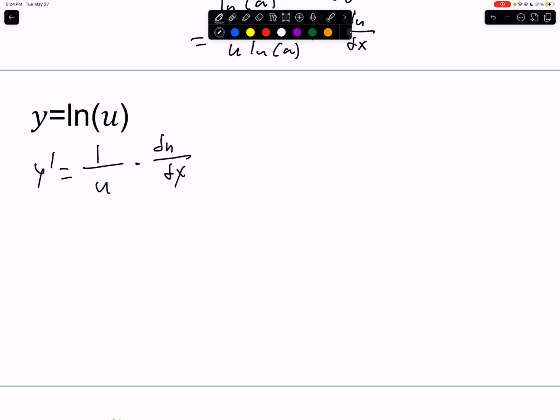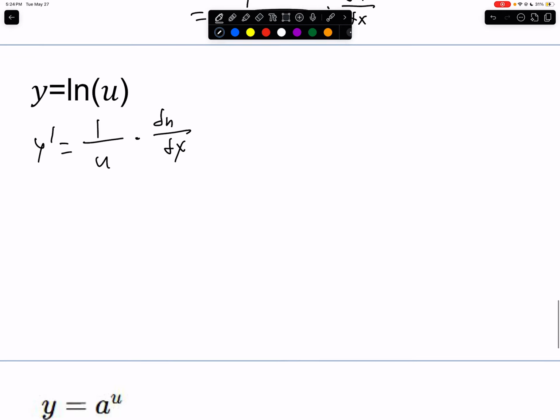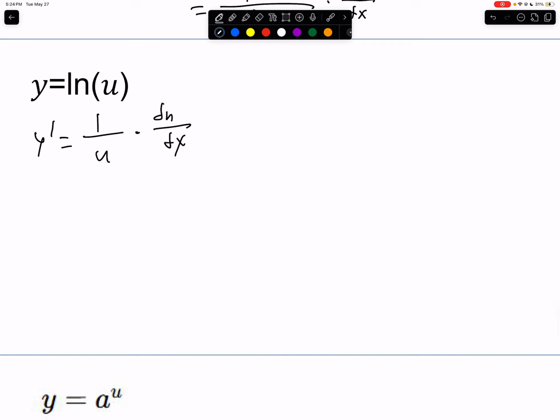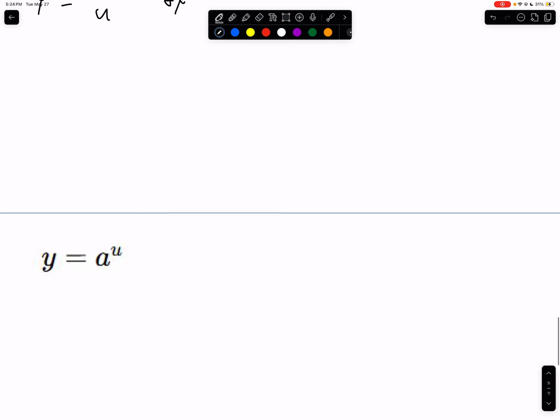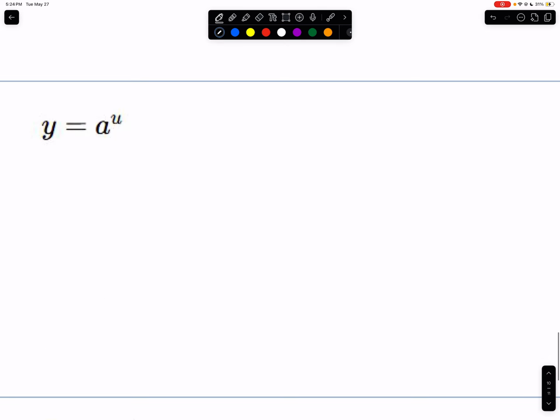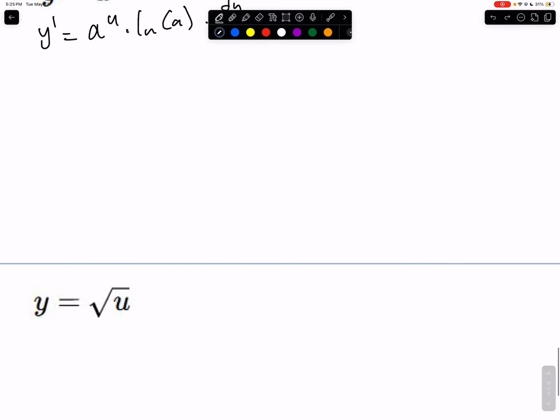Really, you should know that. There is a way of getting this through the derivative of e to the x, but just assume you know that. Here, a to the u, where a is just some constant and u is a variable, this will just be y prime equals a to the u times ln of a times du dx. Nothing really special here. I'd expect you to know this also. There are ways of proving this too, but still, you should know this.